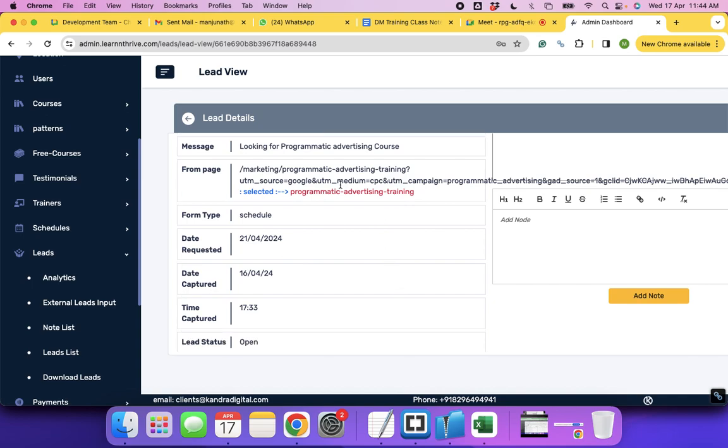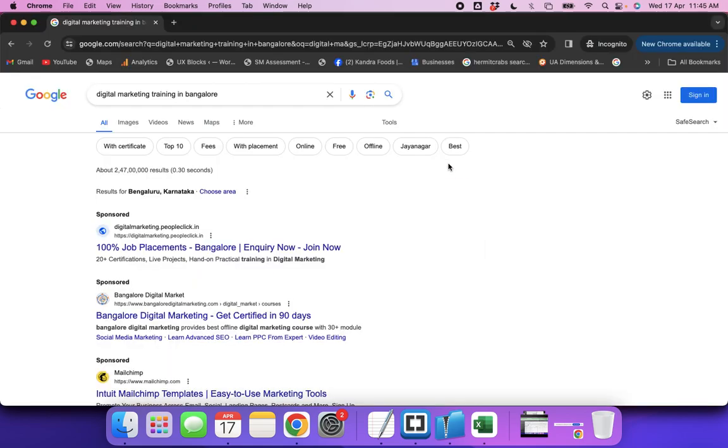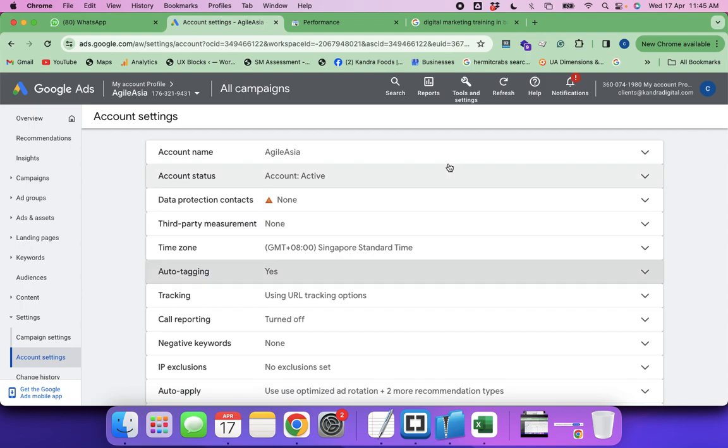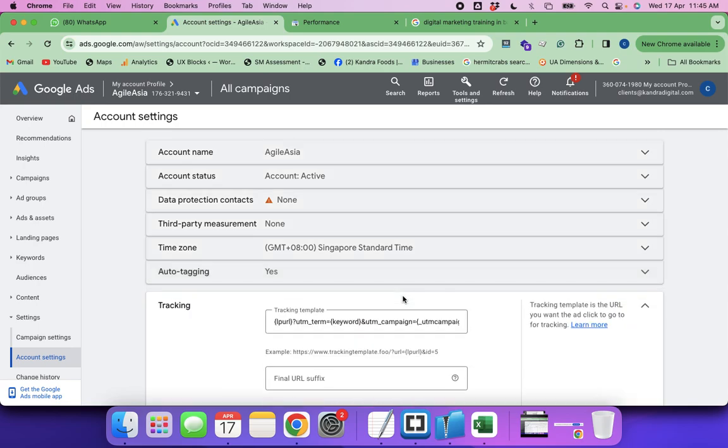And see, look at this. Are you all able to see this? There is an additional component that got added to the URL. So when you turn on auto tagging, this is what is going to happen. You will be able to understand the traffic has come from Google Ads. Are you all following me, guys? Yes, you'll be able to tell easily, using URL tracking options.